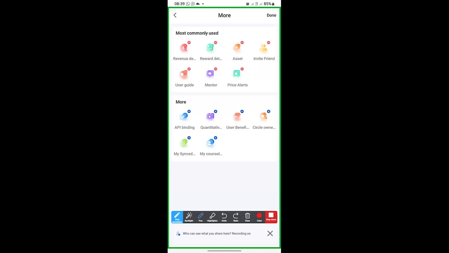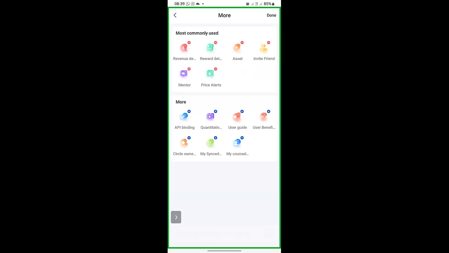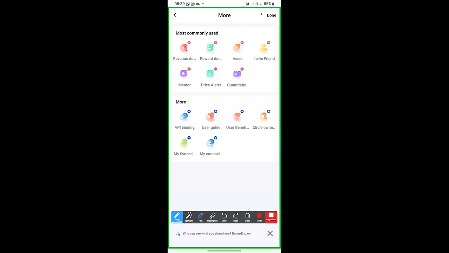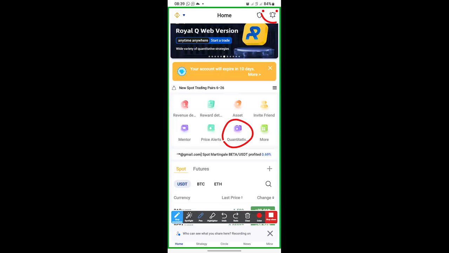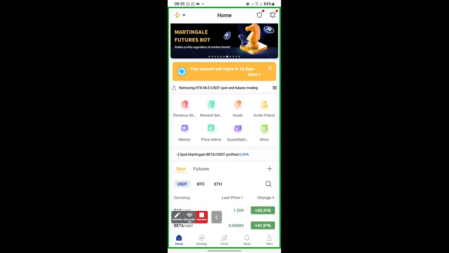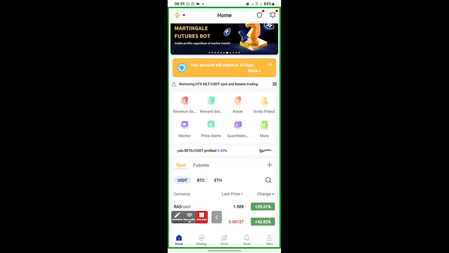Let's say I want to remove the user guide. I click there and remove it. Then let's say I want to add quantitative. I click there, I add it. Then after adding, I click that. Definitely the quantitative is going to come on mine. So that's how you can add price alert. So you click on price alert.